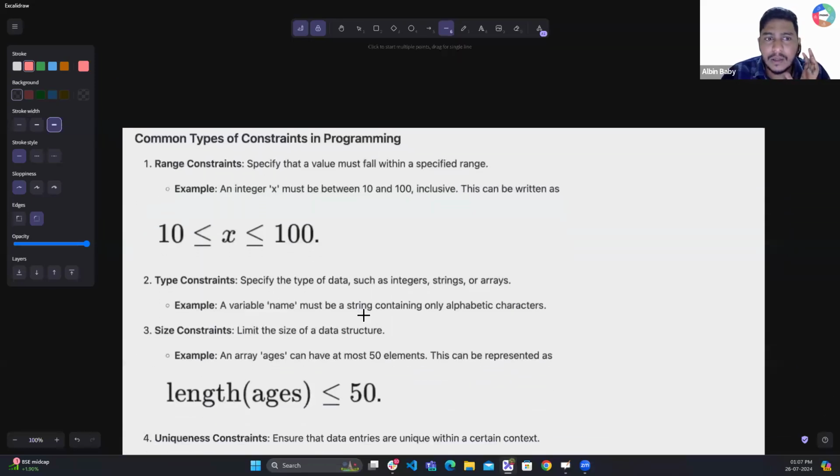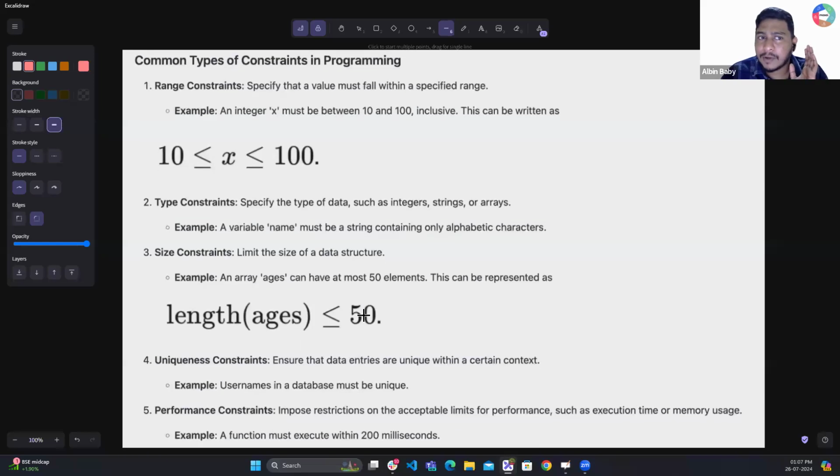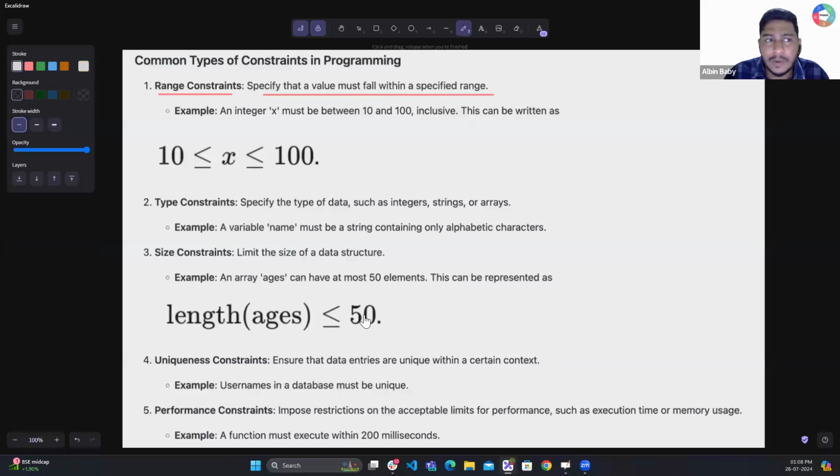So there are 4 or 5 different types of constraints. One is range constraint. What is range constraint? It specifies that a value must fall within a specific range. For example, an integer x must be between 10 and 100 inclusive. This can be written as 10 <= x <= 100. So the value of x will be in the range from 10 till 100. It can be any value in between.